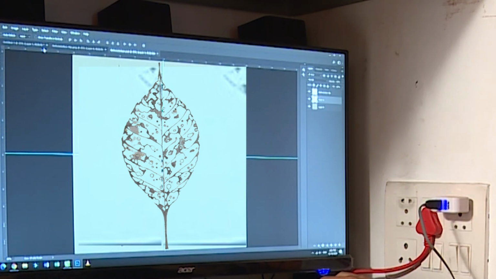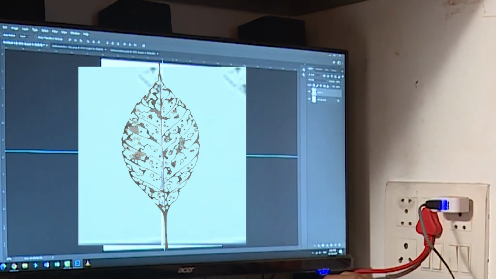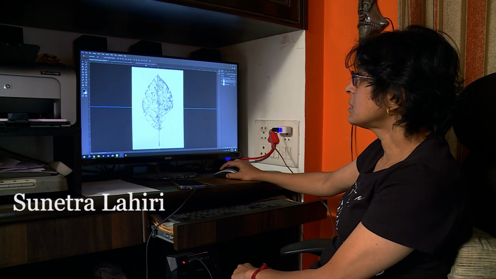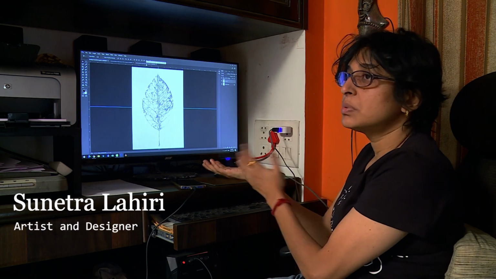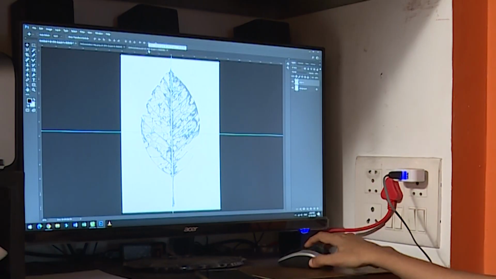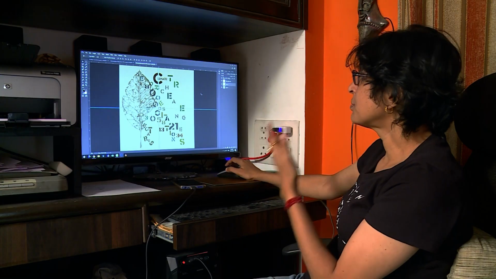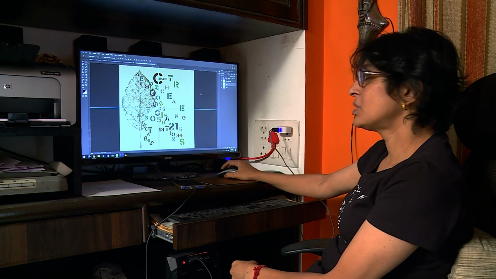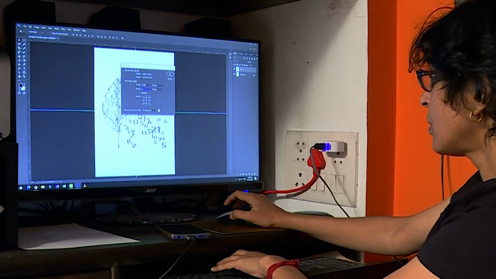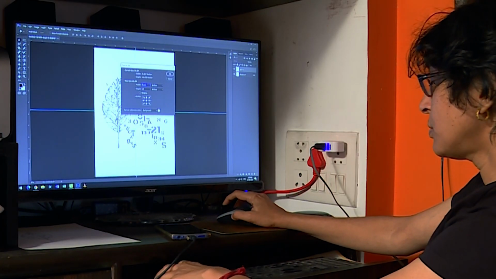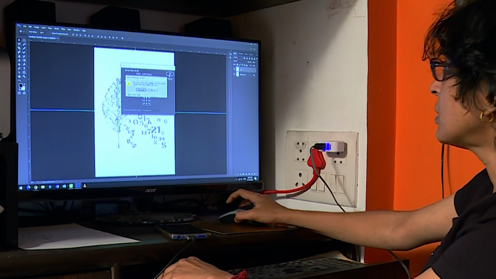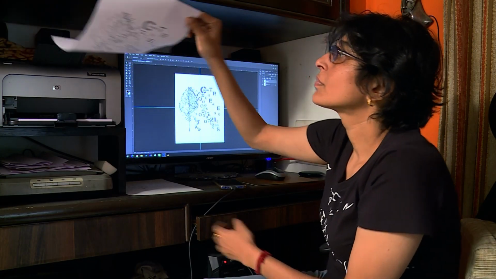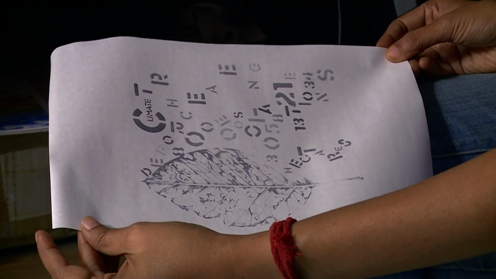So we have the leaf here, and then the conceptualization is to go on to what does it mean just to have a leaf. So this was my representation of how I wanted to speak about climate change and deforestation. Once we have finished doing our artwork, we have the print of what we had conceptualized.